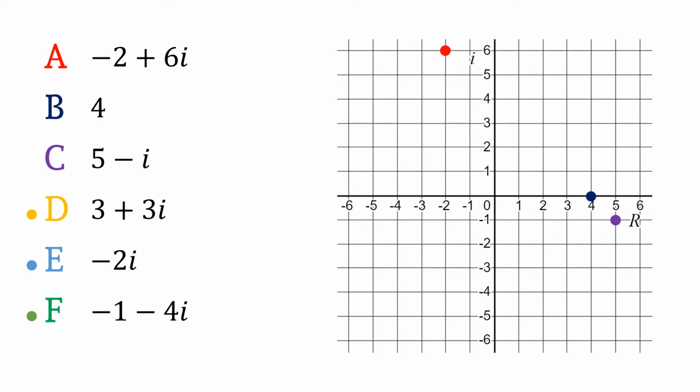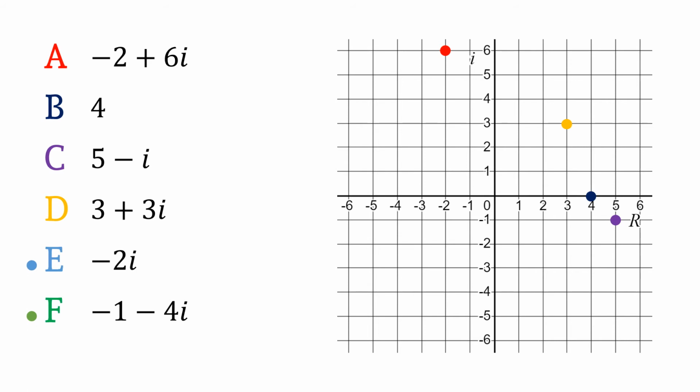The fourth one, represented in yellow, is complex number D, and that's 3 plus 3i, so it looks like it'll go 3 units to the right on the real axis and 3 units up on the imaginary axis. And there's the plot.